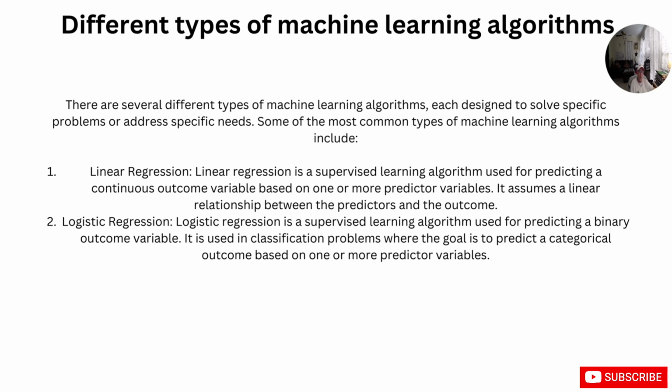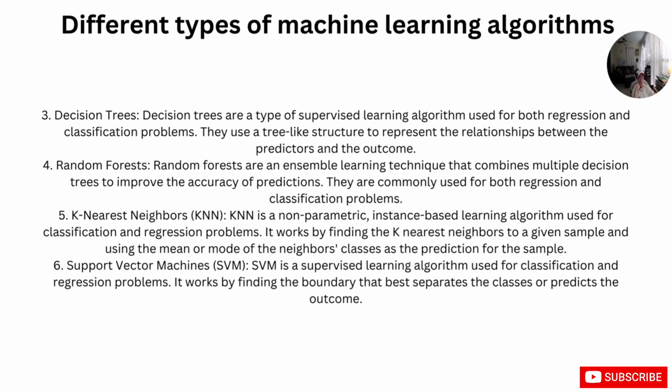Number two, logistic regression. Logistic regression is a supervised learning algorithm used for predicting a binary outcome variable. It is used in classification problems where the goal is to predict a categorical outcome based on one or more predictor variables. Number three, decision trees. Decision trees are a type of supervised learning algorithm used for both regression and classification problems. They use a tree-like structure to represent the relationship between the predictors and the outcome.